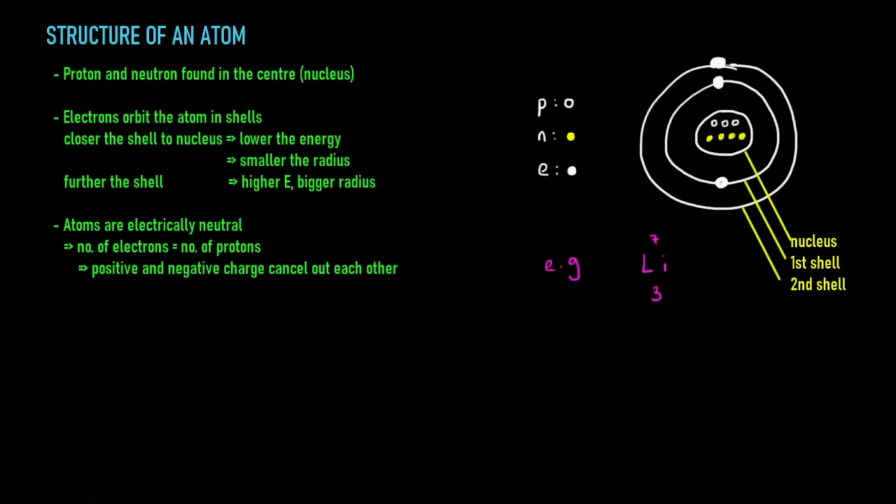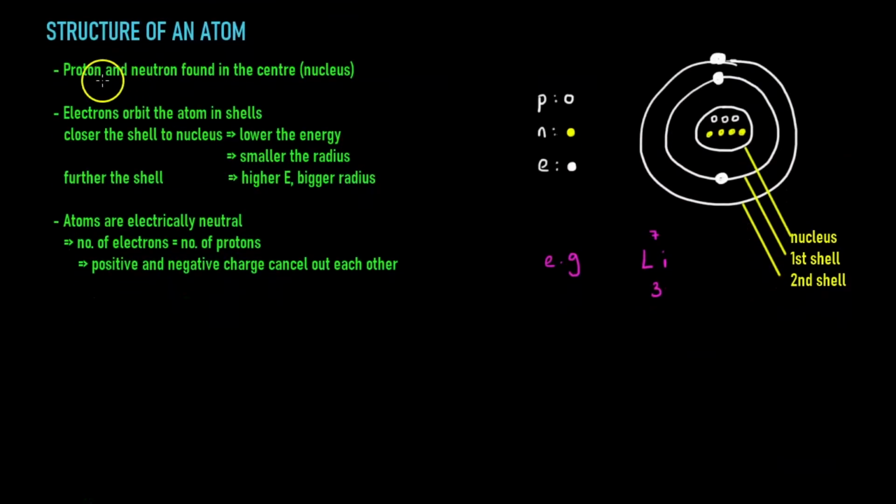So this is the structure of an atom. Basically you put the protons and neutrons at the center. It's called the nucleus. You can see that this is the nucleus. This is the first shell. This is the second shell.